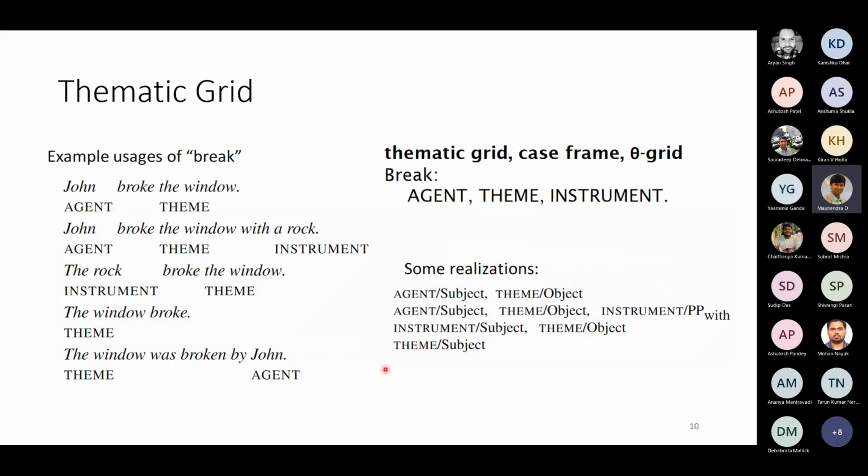Now there is something called a thematic grid or case frame. Again, suppose in the dataset, you have the sentences and the roles of different words marked in the sentence. In many cases, the agent will be the subject itself. In some cases, the instrument can also be a subject and so on. So the dataset will have these kinds of inputs and the labels for some of the words.